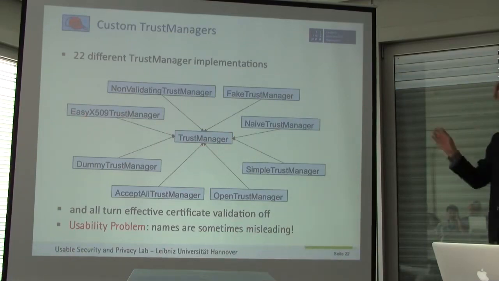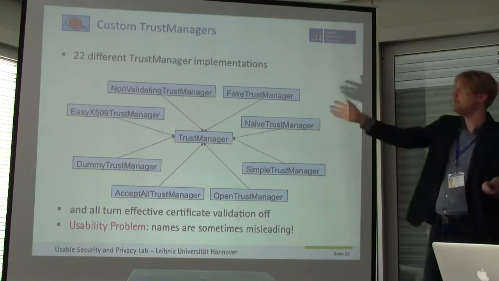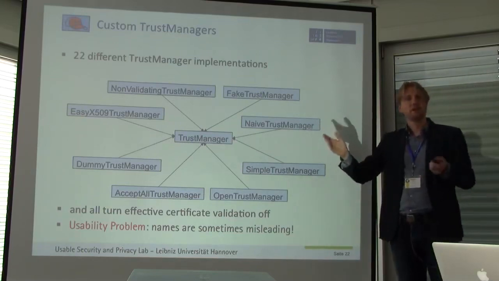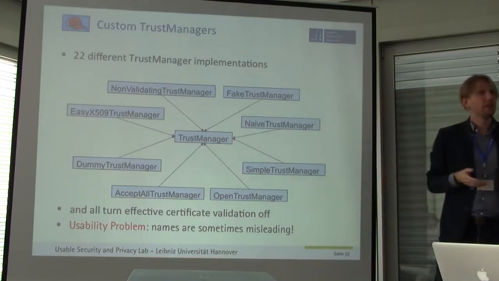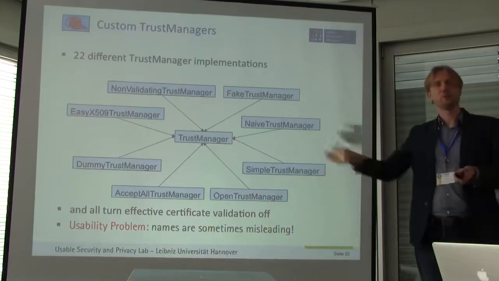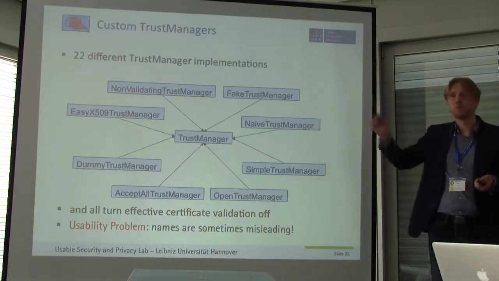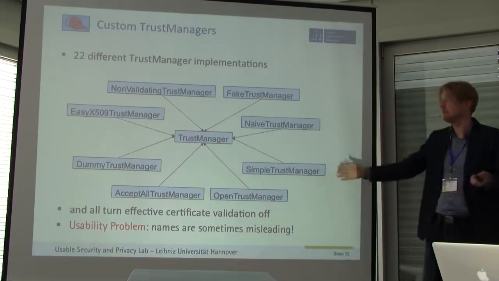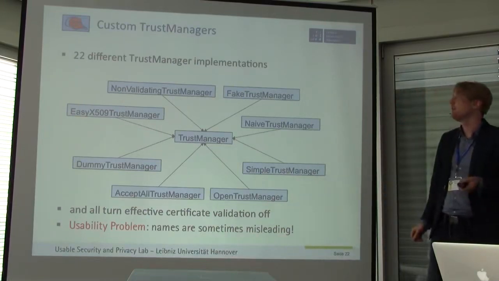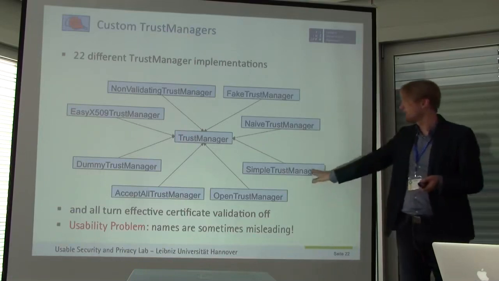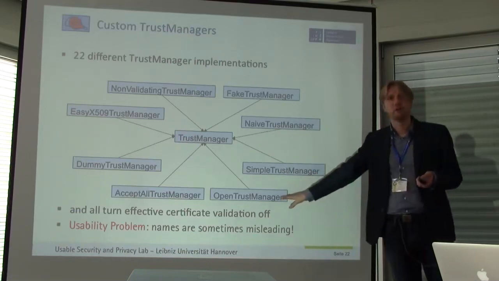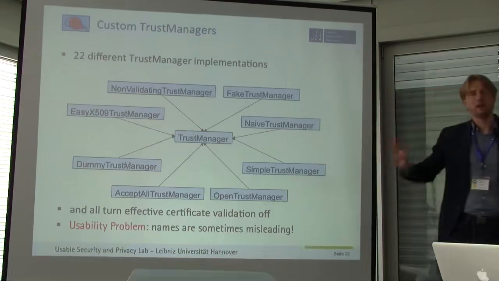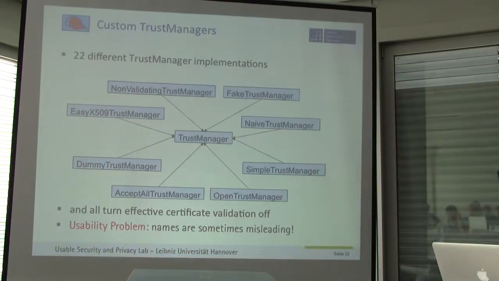But again, there are some which are fairly dangerous. So the easy X509 trust manager does sound like something quite pleasant. I mean, X509 is complicated, it's annoying, and this one makes it easy. So that's something you might want to use, and if you don't check, you will not see that, in effect, this turns off validation. Also, the simple trust manager, the open trust manager, these are names which don't necessarily raise any flags if you're using them.